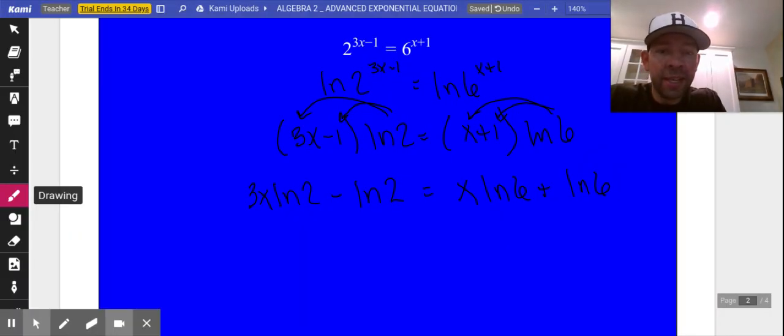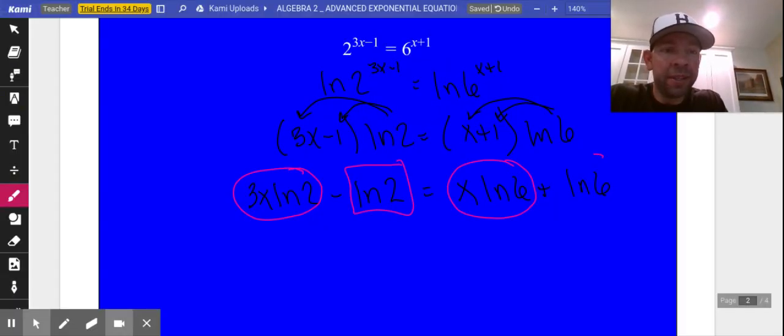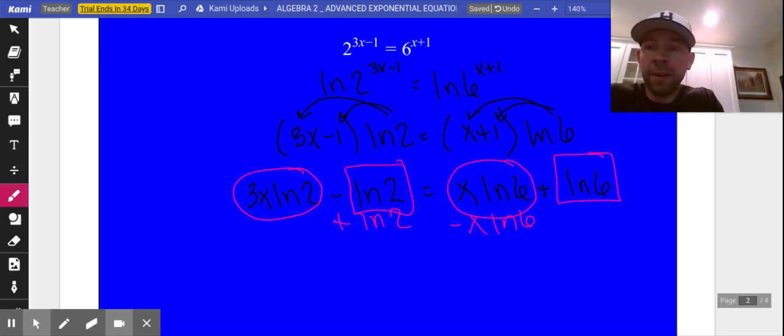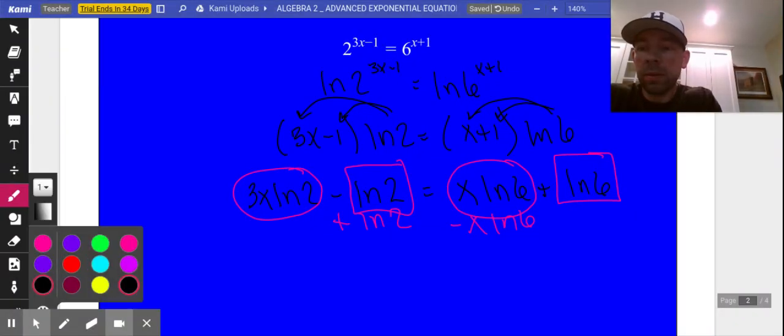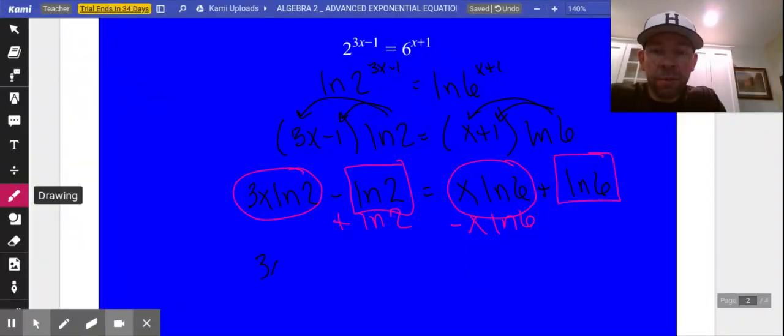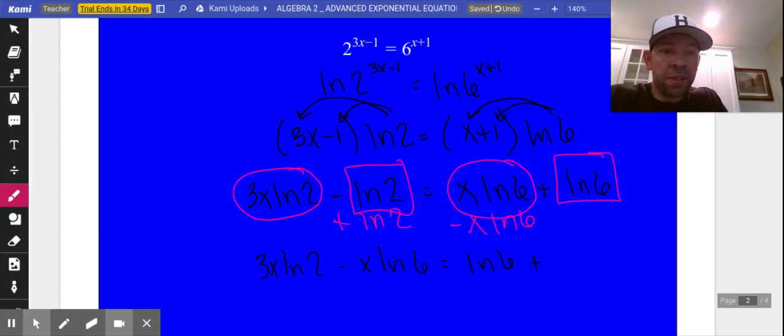Critical move right here. We want to try to get this term and this term on the same side together, and then we'll try to get this term on the same side with this term. So I want to group those accordingly. So let's subtract x ln of 6 from both sides. Okay, and then I'm going to add the ln of 2 to both sides and try to get that over to the other side. So we've got 3x ln of 2 minus x ln of 6 equals the ln of 6 plus the ln of 2.